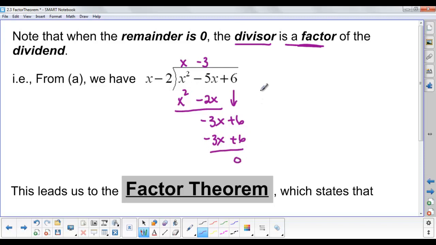So if we were to write this out in a statement, our dividend equals the divisor times the quotient plus a remainder, which is just really a plus 0.